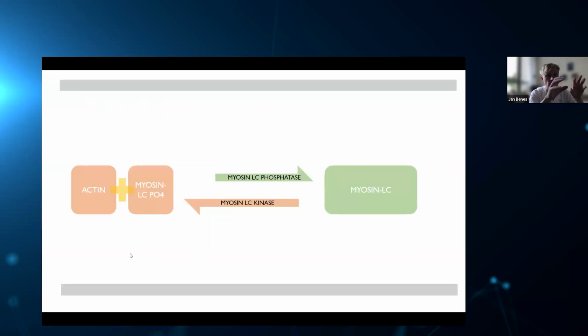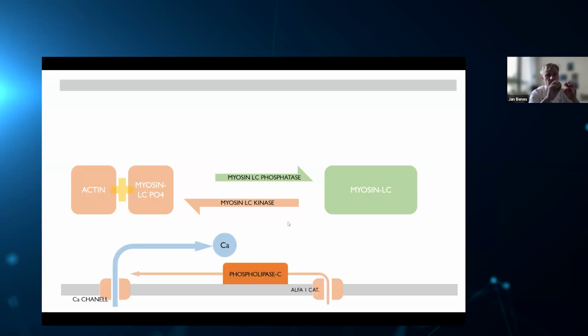How does it look? How does it work within the cell? Just imagine these are the two enzymes which dictate the constriction of the smooth muscle: myosin kinase and myosin phosphatase. This is what's happening when there is a vasoconstriction: a coupling of myosin plus actin, and vasoconstriction.